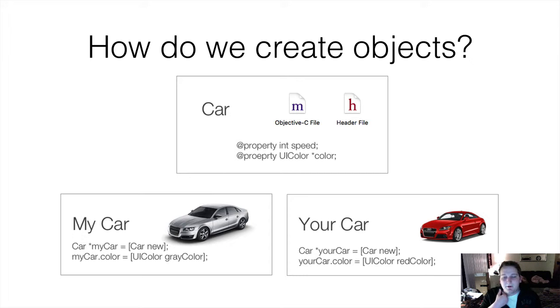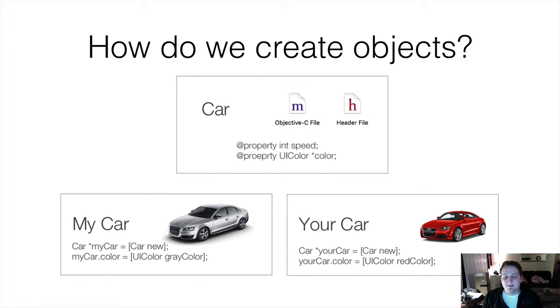So in this example here we have a car class. Now a class is defined with a header file and a .m file, so a .h and a .m file in Objective-C. If you're using Swift, it's just one Swift file. But what these two files do is they define what your object is, or a car. Not an actual instance of the car, but what a car is, what it can do with methods, or what properties it has with properties.